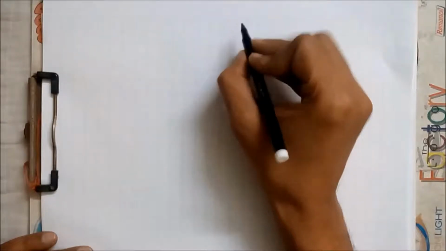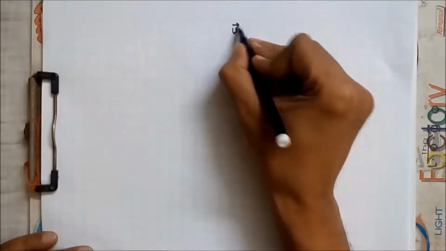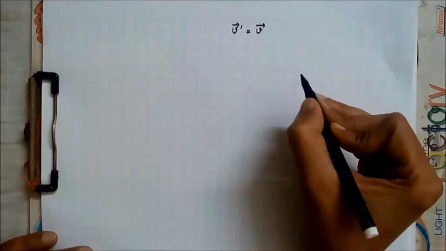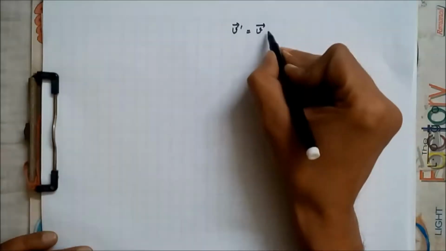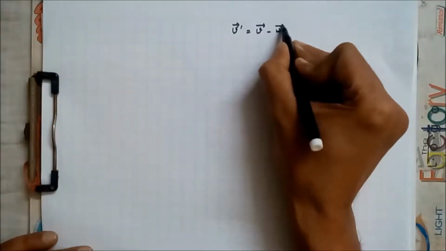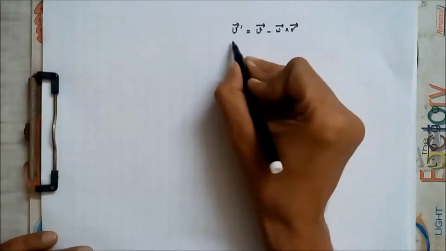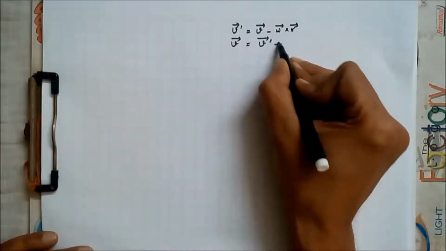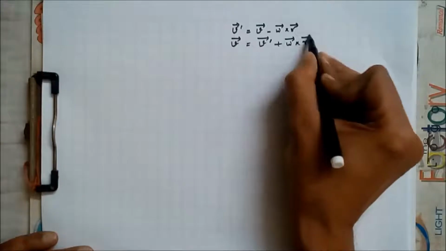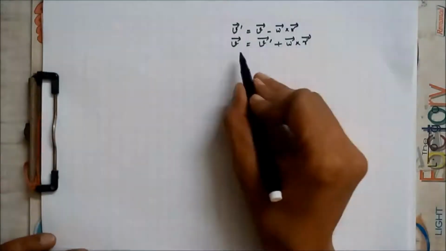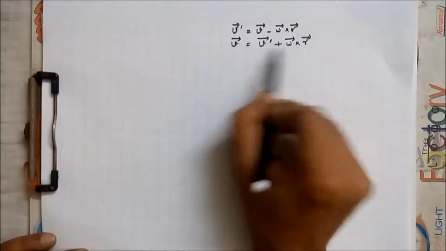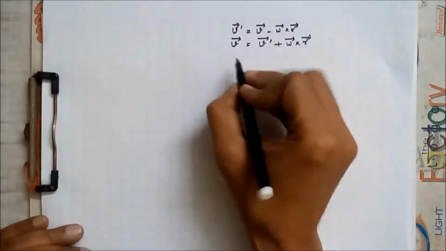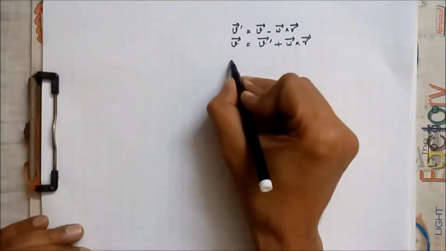We had found out that the relation between the velocity in the primed frame and velocity in the unprimed frame is given by v prime vector equals v vector minus omega vector cross r vector. Actually, we had written it in a different way. It was v vector equals v prime vector plus omega cross r vector, but this is just as good. Let me first derive this in an almost similar manner. I know I'm being a little pedantic, but please bear with me for a while.